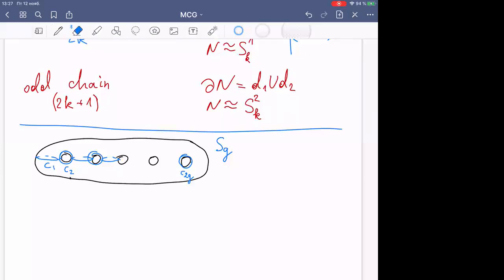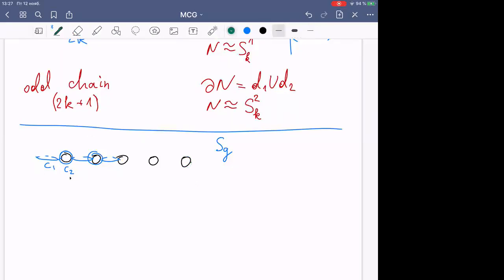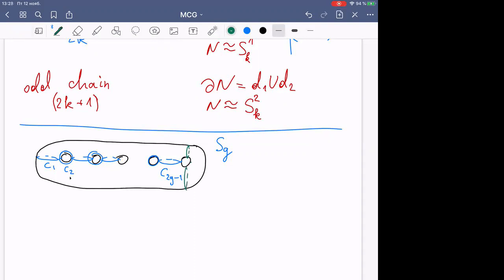I'm sorry. We could add this 2G curve, but I don't want to do it. I would like to consider the chain consisting of 2G minus 1 curves. I would like to stop here. Okay? I consider 2G minus 1 curves. If we look at these 2G minus 1 curves, then their regular neighborhood will have boundary. This is the boundary of the regular neighborhood.